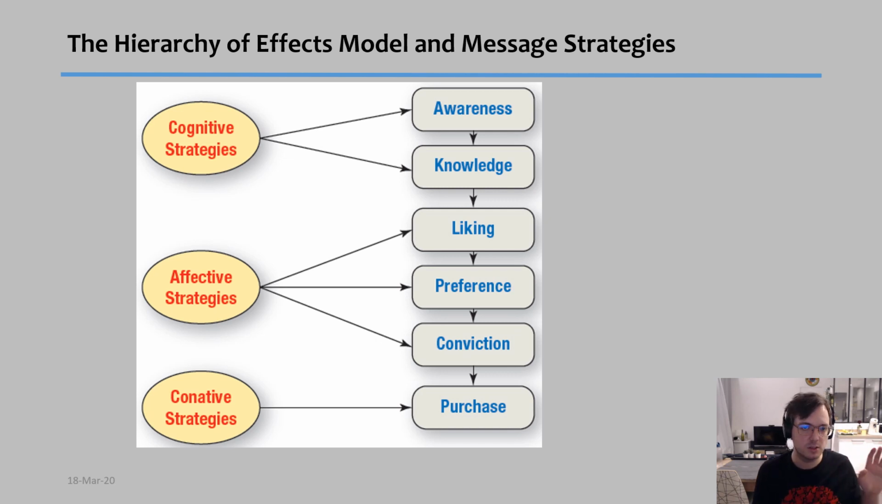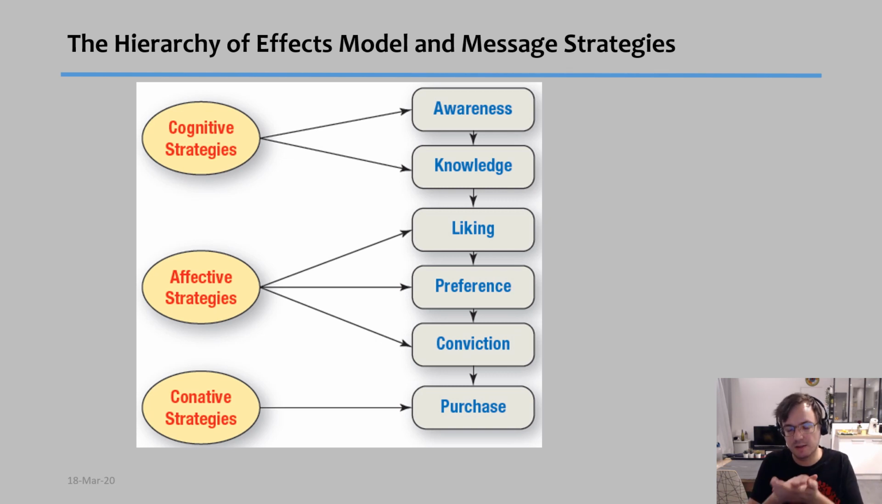So cognitive messages mostly work, now this is not to say they only work on these two stages, it's just that most of the time they work on the awareness and knowledge steps. While affective strategies, because they're trying to connect more with your emotions, obviously link more to the liking, preference, and conviction phases. So up to this point, if you notice, the cognitive strategies and the affective strategies don't really push you to make a purchase. They don't really tell you, you must buy our product now. Rather, what they try to do is to work on the steps that come before the purchase.